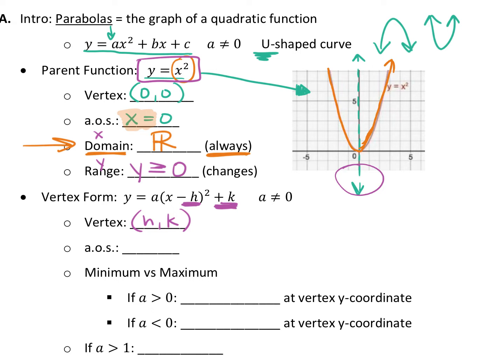So then if this is my vertex, my axis of symmetry, think about it. If I have a graph like this, okay, my axis of symmetry, does that relate to my x value or my y value?